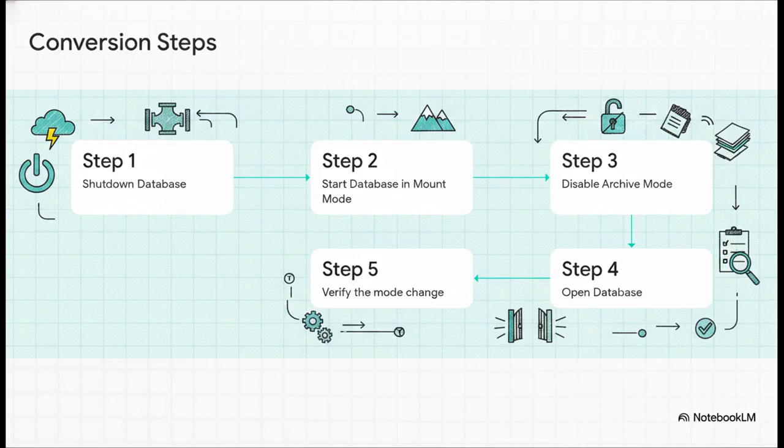Step 2, start the database in mount mode. Step 3, issue the command to disable archive mode, specifically alter database noarchivelog. Step 4, open the database back up for business. And finally, Step 5, verify the change using the archive log list command. It's a brisk sequence for sure, but your execution has to be flawless.